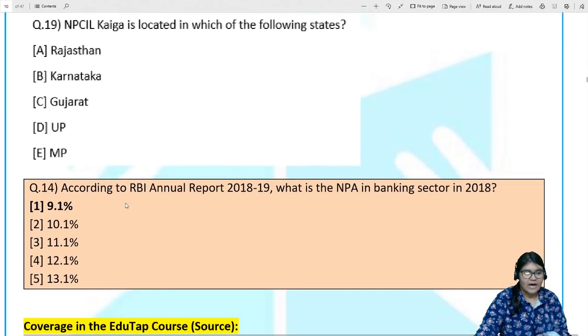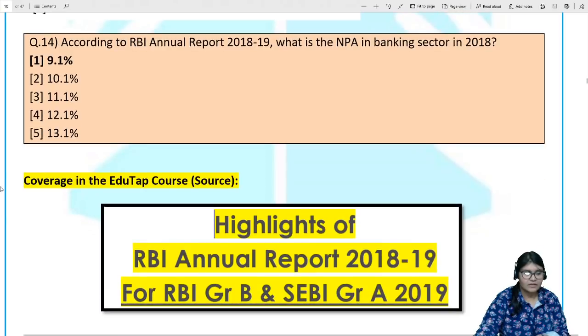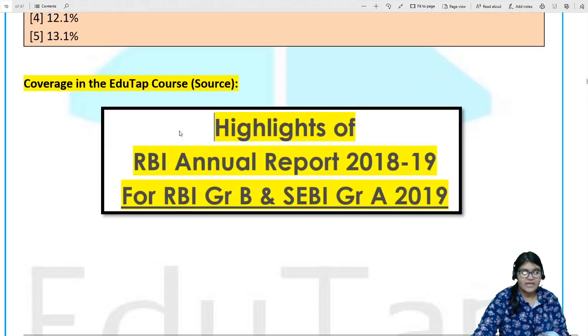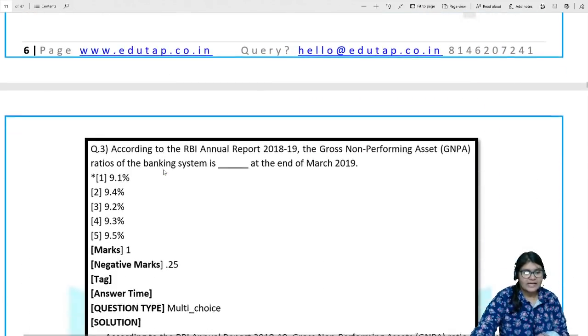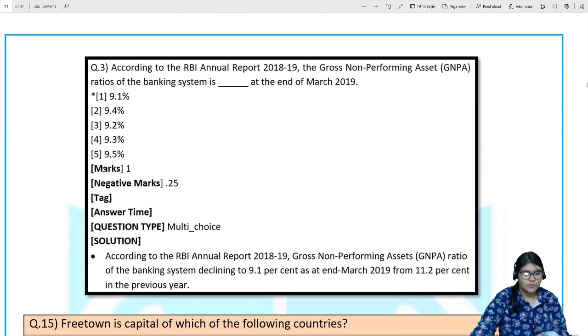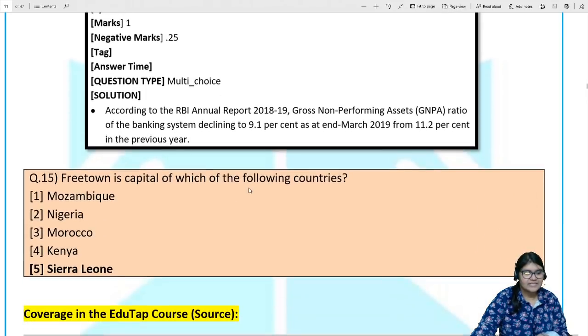Next, according to RBI Annual Report 2018-19, what is the NPA in banking sector in 2018? Okay, the ratio has been asked in percentage. The answer is 9.1 percentage. Okay. So here you can see that we have covered this in the highlights of the RBI annual report that we have provided. Clearly mentioned, the third question that was there was regarding this gross NPA ratio of the banking system, 9.1 percentage.